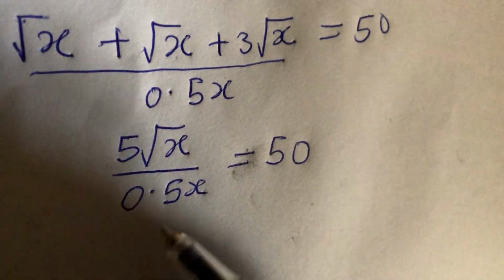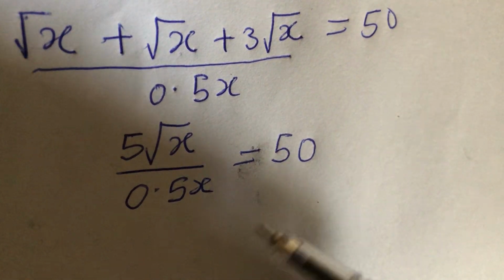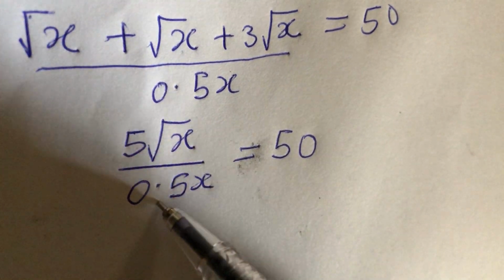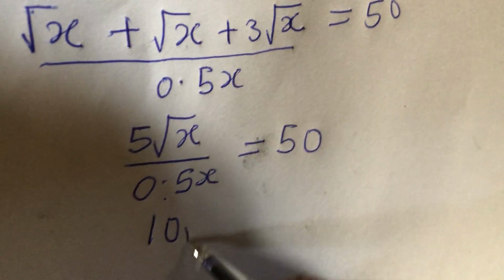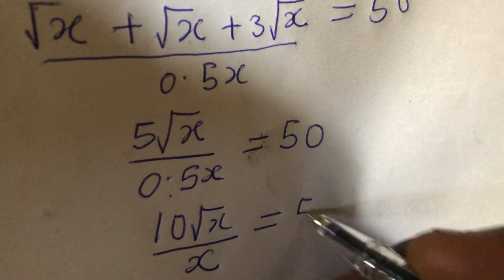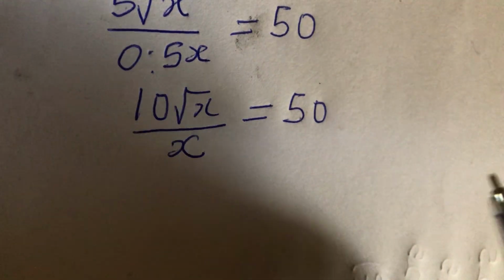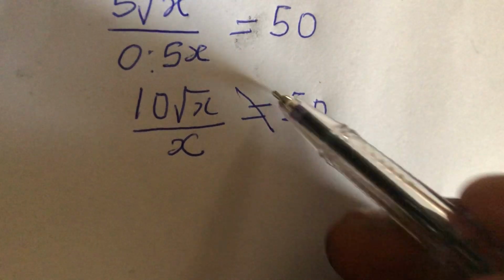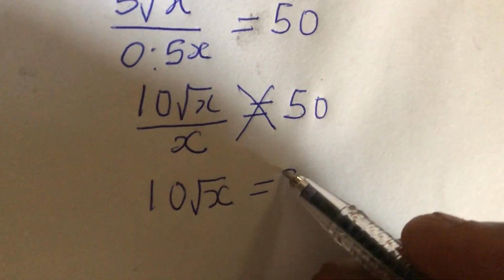Now, we can choose to cross multiply, or there are many ways we could do this. So I think it is best that we divide 5 by 0.5. 5 divided by 0.5 is 10. So we say 10 root x over x is equal to 50. Right? So the next thing now is we can actually cross multiply from here. So by cross multiplying, we'll have 10 root x is equal to 50x.